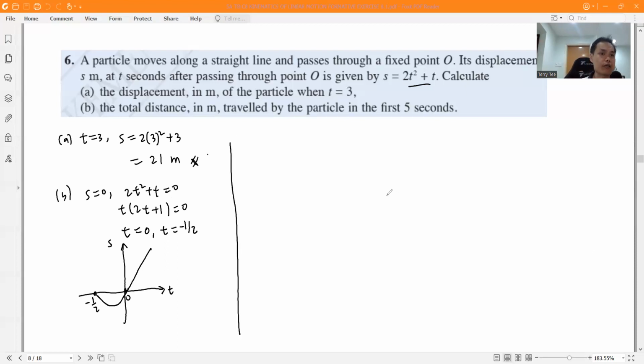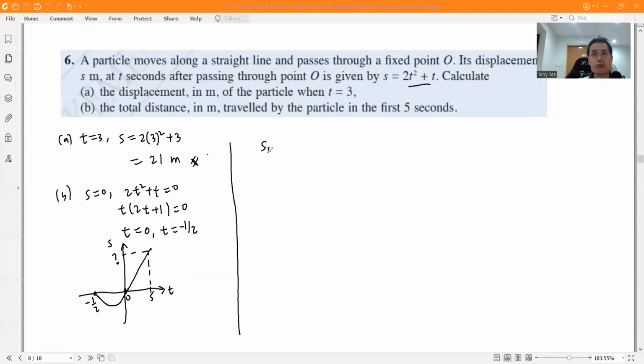So to find the distance traveled in the first 5 seconds, basically we just sub t with 5 and find this value, S5. And when t is 0, S is still 0. So you don't have to use S5 minus S0 because S0 is still 0.